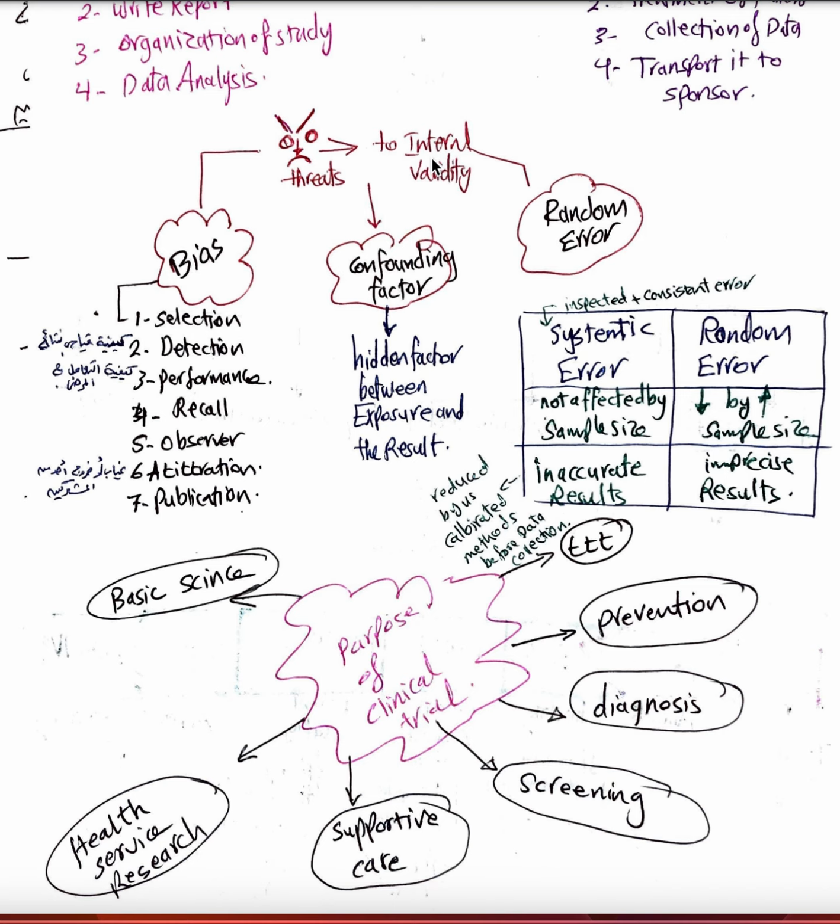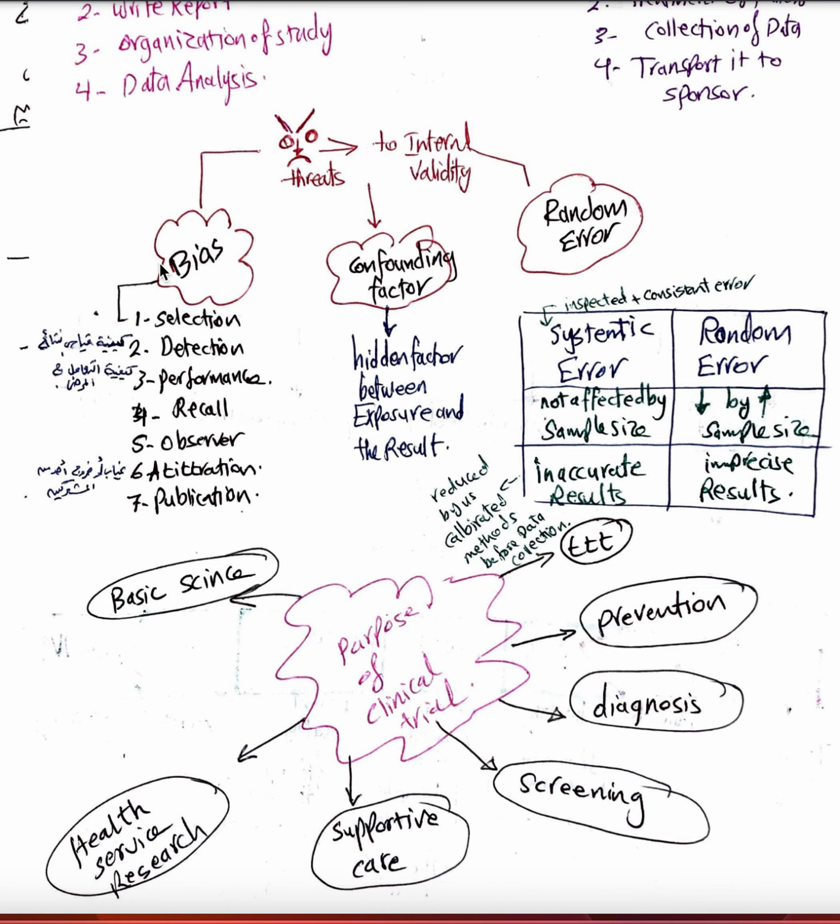So when I explain about the bias, all the threats, I can say they are just problems that make the outcome of a clinical trial reduce the internal validity. So the first one is bias, and bias actually is a systematic error. Yeah, because I describe the differences between the systematic error and the random error. Bias is actually a systematic error.